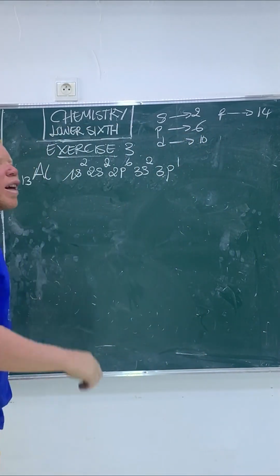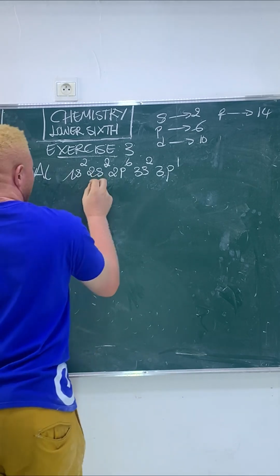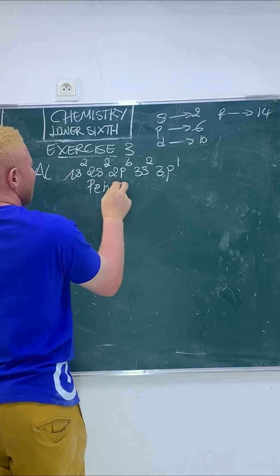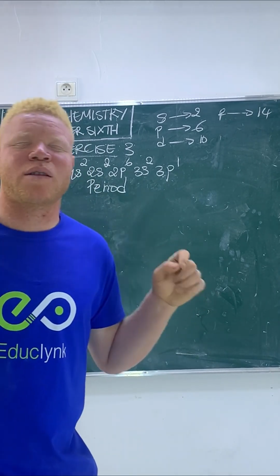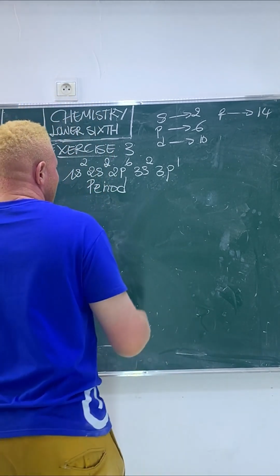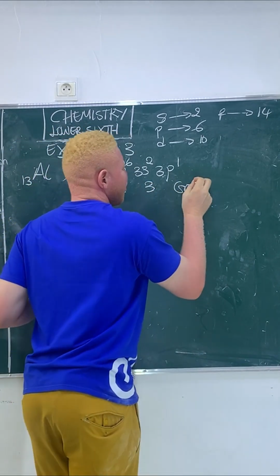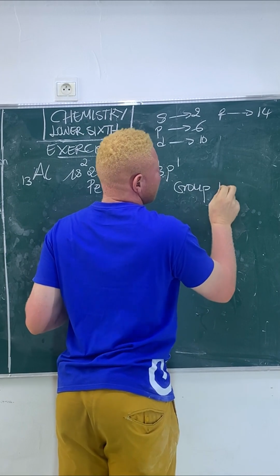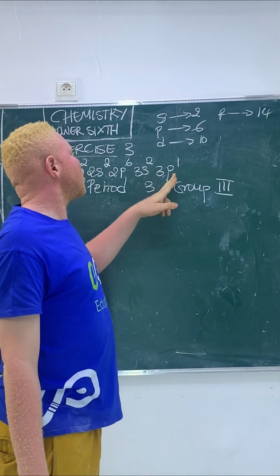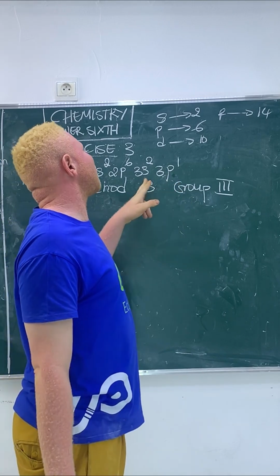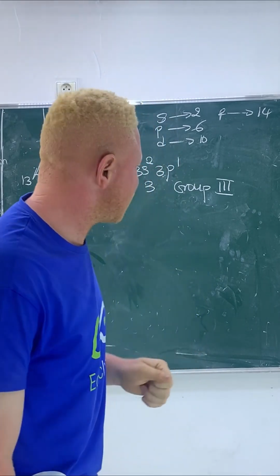So we're going to locate this element on the periodic table. The element is in period 3. Remember when I told you about the period? The period is the highest quantum number, and the highest quantum number here is 3. The group is 3 also, and it is a p block element. So the p electron is 1 plus the s electrons, which is 2. That shows that 1 plus 2 is 3.